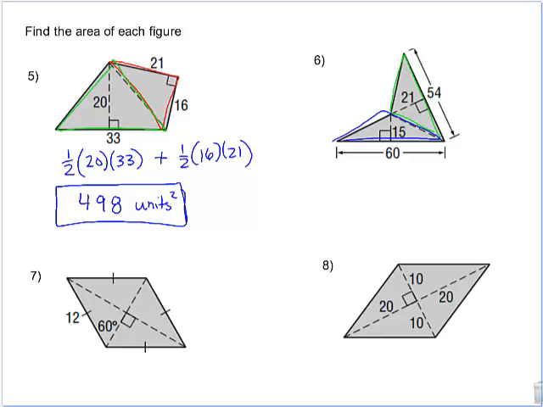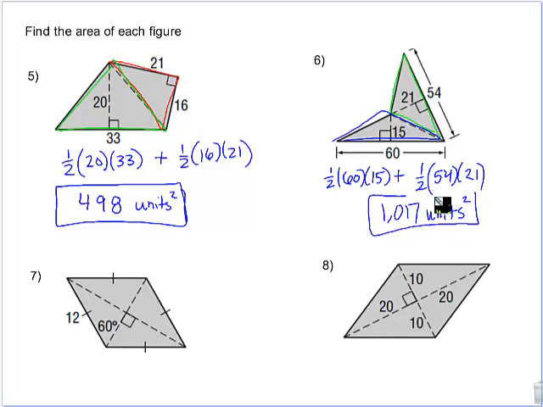Okay, so we want to find the area. So how would I find the area of the bottom triangle here? Half times 60 times 15. Yep. Plus half times 54 times 21. It equals 1,017. Anybody else have it? 1,017. Label units squared. Good. Everyone okay with that?